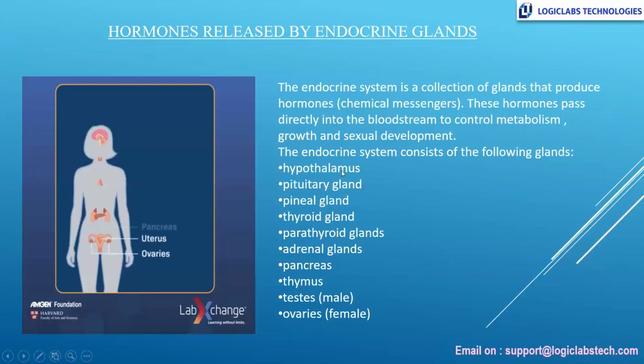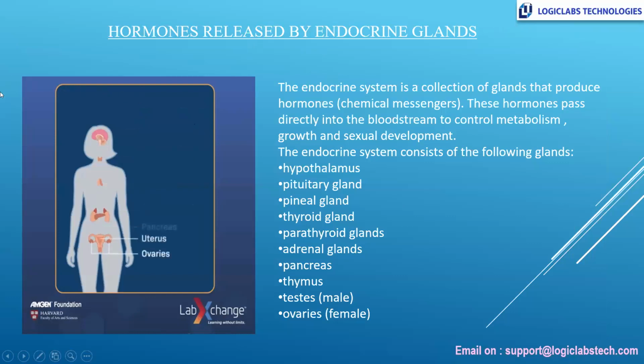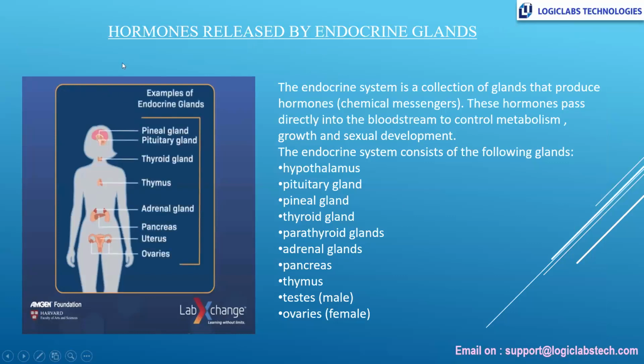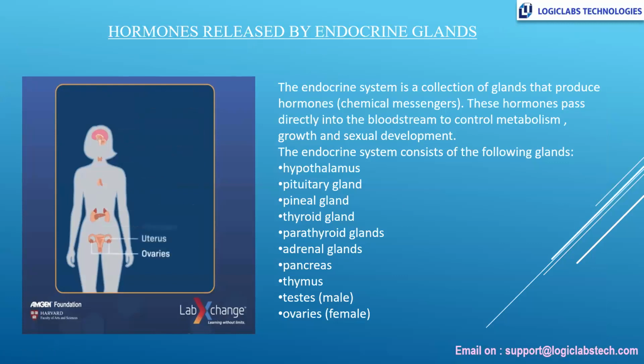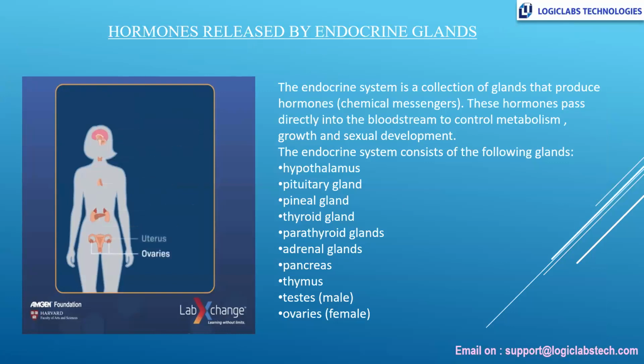These are the differences. Okay. Next one is we have hormones. As we already discussed in the previous slide, hormones are released only by the endocrine glands, which we know. Yes, so the endocrine system is a collection of glands.